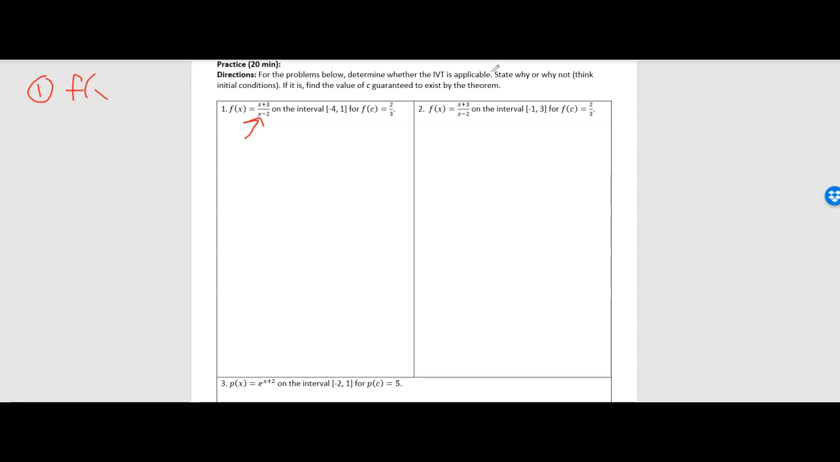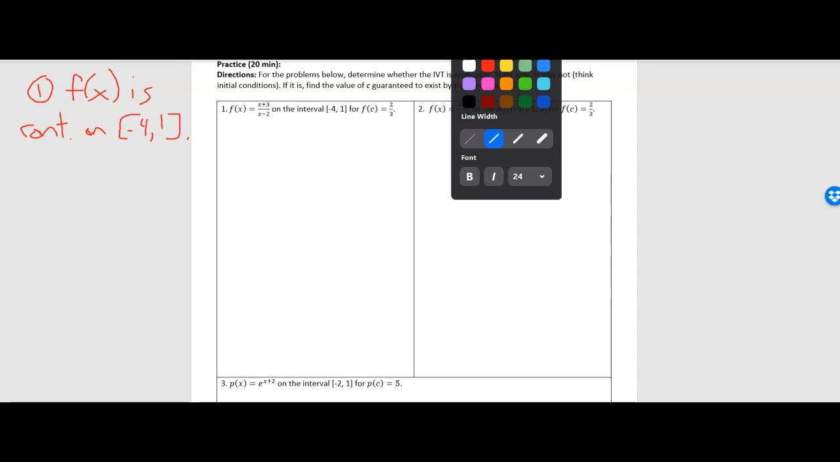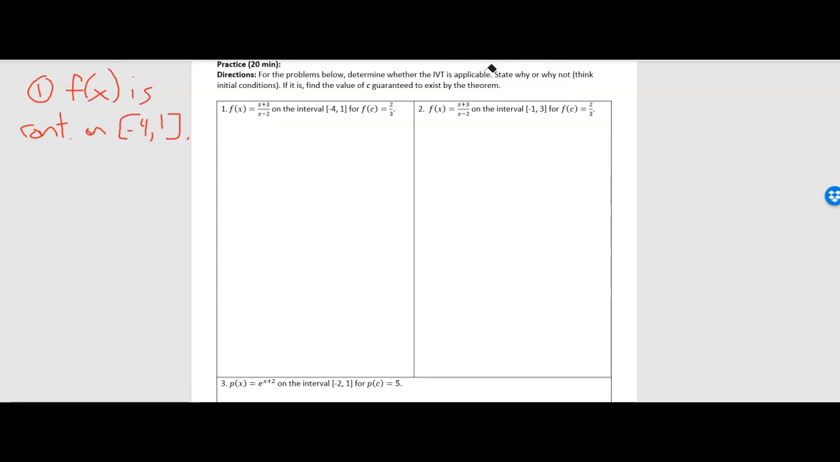So f of x is continuous on the closed interval -4 to 1. You do need to write that down. We are also going to have to state that the second initial condition is true or false. The second initial condition says that the L value, or the f of C value that we're looking for, in this case 2/3, has to be between the two y values of our endpoints.